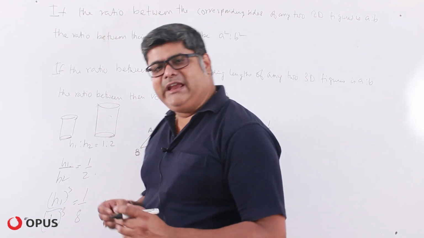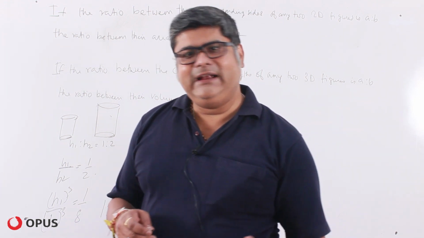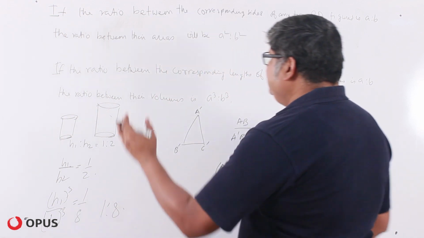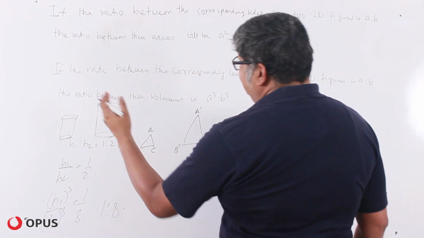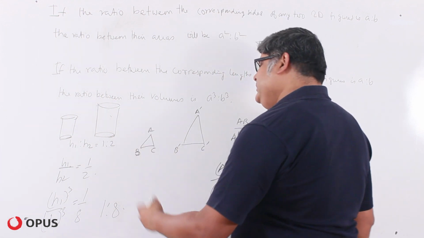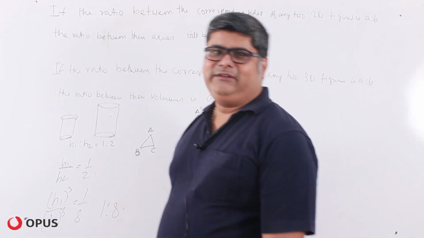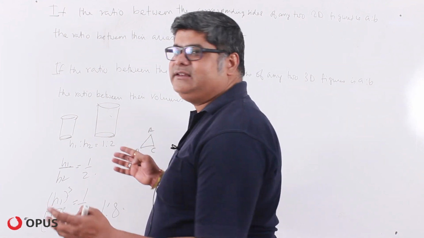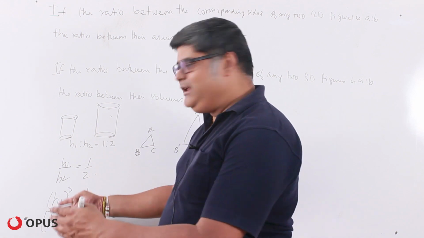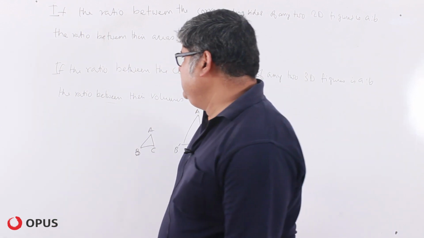If you look at it very carefully, what we have done here is first figured out that if the ratio between the corresponding lengths of any two 3D figures is A:B, the ratio between their volumes has to be the cube of the respective sides. So if the height increases, obviously the other things have to increase, and only then does this hold.